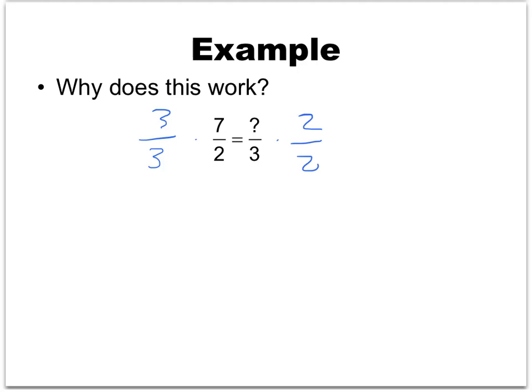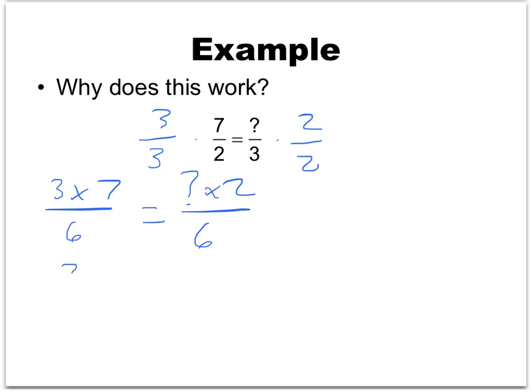And so what we're going to get on the left is 3 times 7 divided by 3 times 2, which is 6. And on the right we're going to have a question mark times 2, and the denominator is going to be 3 times 2, which is 6. Now these two fractions are equal. Well, the only way that two fractions can be equal is if their numerators are equal.